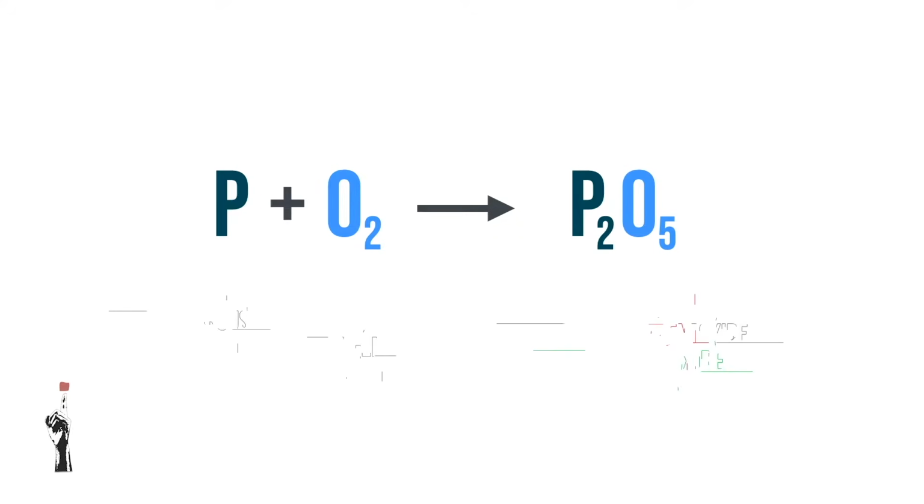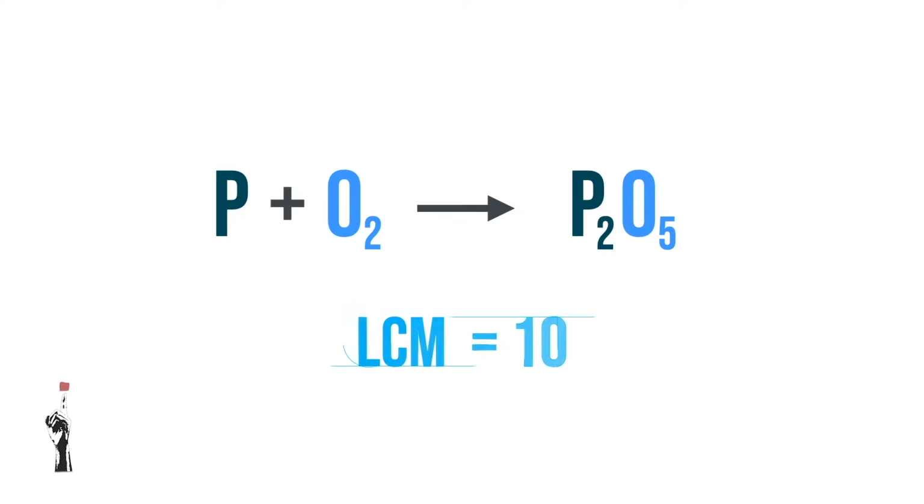Do you think that you are able to balance this chemical equation? Remember, in our previous lesson, I gave you the tip to start with the oxygen atoms on both sides. On my left-hand side, there are 2 oxygen atoms. And on my right-hand side, there are 5 oxygen atoms. We must find the lowest common multiple. The lowest common multiple of 5 and 2 is 10.